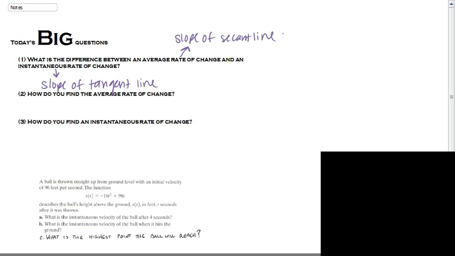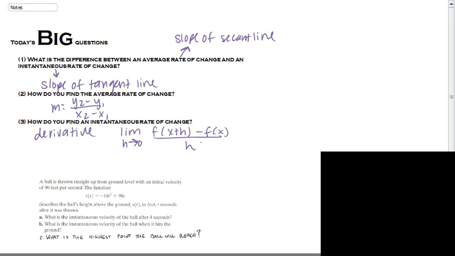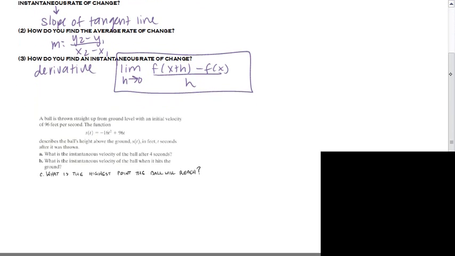And then finding the average rate of change is just like finding slope for any old line. So you take 2 points and you essentially calculate their slope. Instantaneous rate of change requires you to find the derivative. So remember, that would be where you're using that limit notation as h approaches 0, and you're finding f of x plus h minus f of x all over h. So today we're going to not only find this derivative, but then apply it to answer a couple of questions.